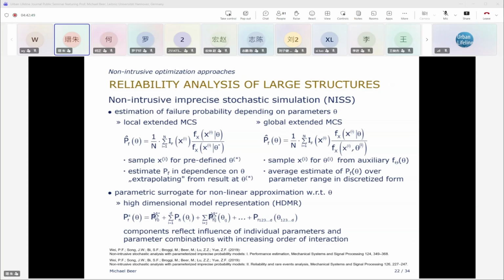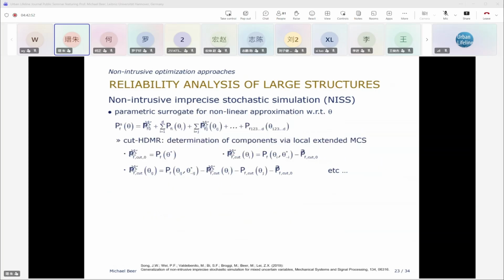Then we use these Monte Carlo schemes, local or global extended Monte Carlo, in order to estimate these parts that we need for this series expansion. So we only need to estimate the first and second order, basically. The rest is usually so small in influence that we don't need them. So we break down the complexity of the problem with this kind of analysis.